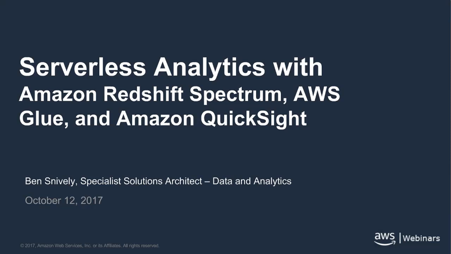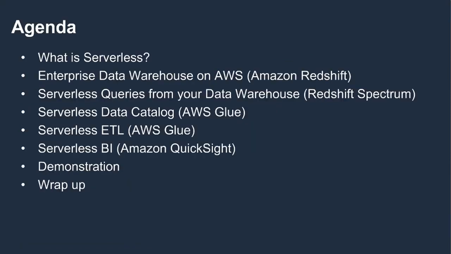In today's session, we're going to be covering some key aspects. The first is, what is serverless, and how can serverless really help you in your data warehousing and your big data workloads? In that, we'll talk a little bit about enterprise data warehousing on AWS and Amazon Redshift specifically, and then show you how you could complement your data warehouse using Redshift Spectrum by being able to query your data on S3 and join it with data sets that you already have within Amazon Redshift.